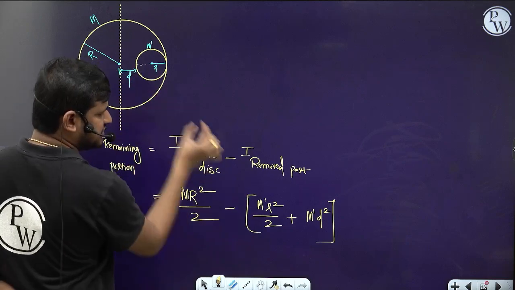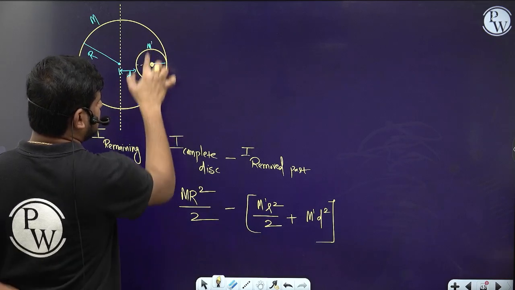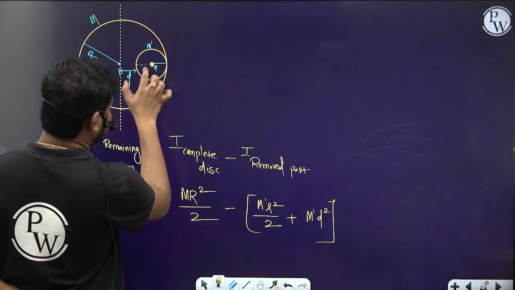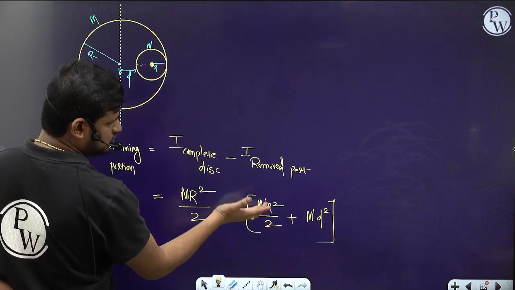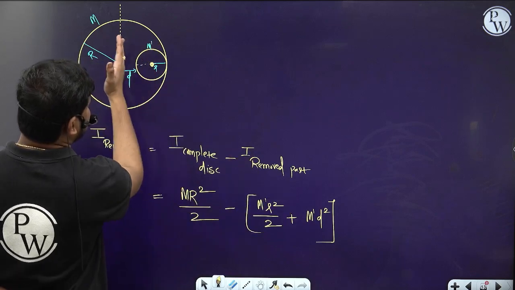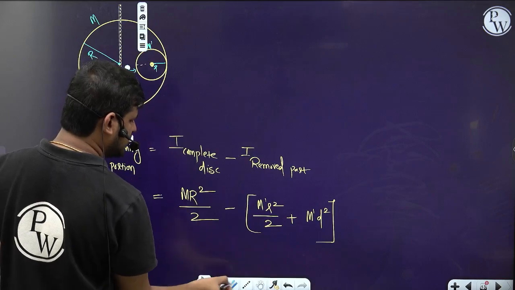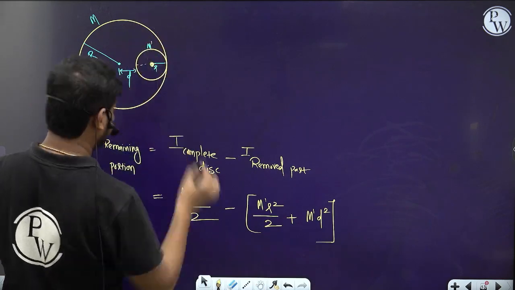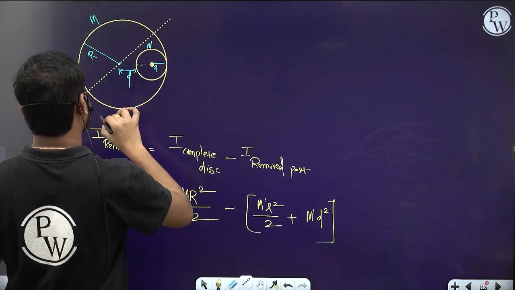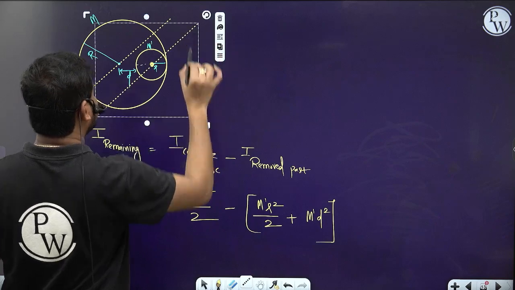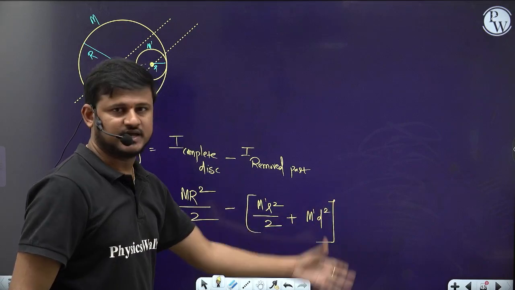So M dash into R square by 2 is the moment of inertia about its center, with the radius R. Let me remove this axis, because we already know about the perpendicular axis. If you are taking the diametrical axis, you can take M dash R square by 4 plus M dash d square. That is also fine.